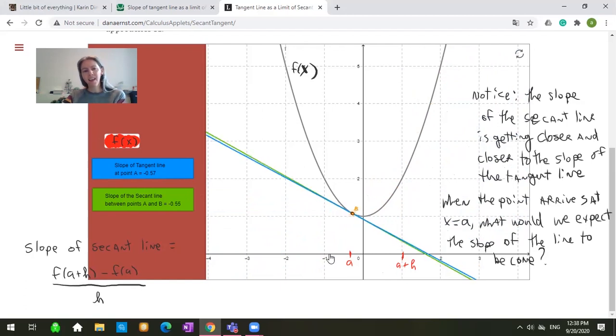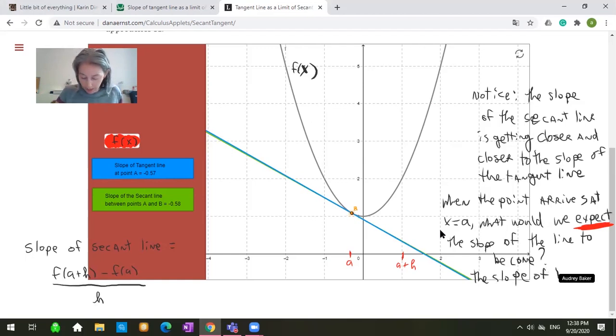And then when I get to A, well, it looks like if I actually stay on A, it gets there, so that they have the same slope. In other words, we would expect, and that expect is an important word, we would expect for the slope of the secant line to become the slope of the tangent line. So the answer is the slope of the tangent line.